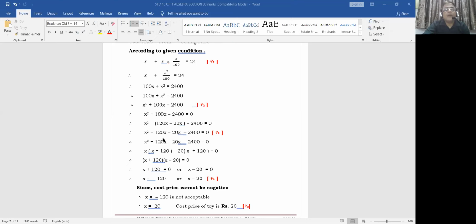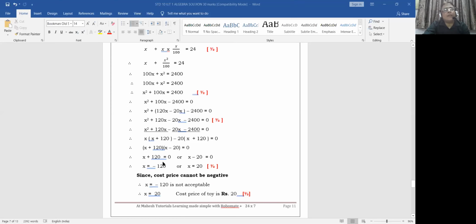Okay. Now here, after getting this, we get two factors. X plus 120 into X minus 20 equal to 0. So if I solve, X equal to minus 120, X equal to 20. If you reach till here, give half mark. So all these 2-3 steps will carry half mark. Okay, now again, X is what? The cost price. Cost price cannot be negative.